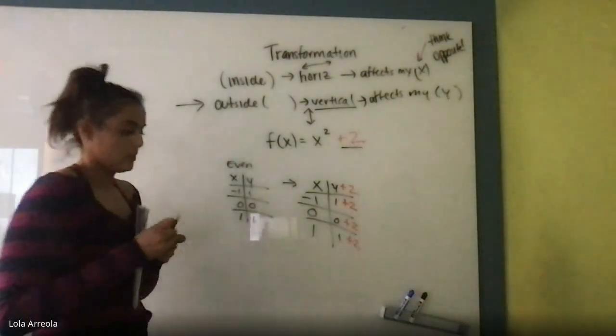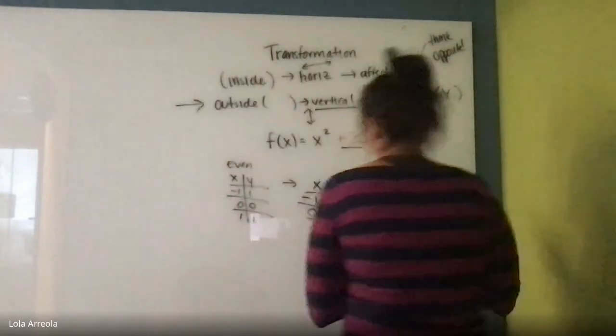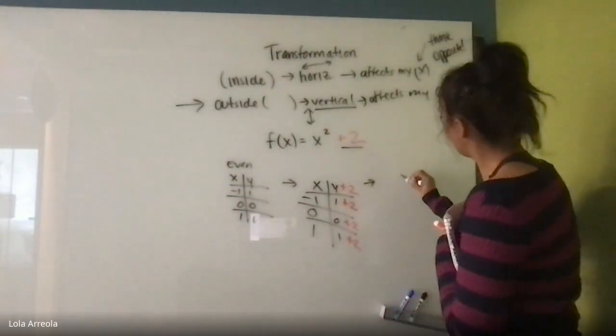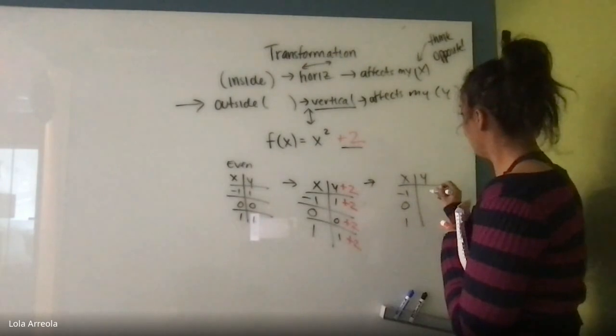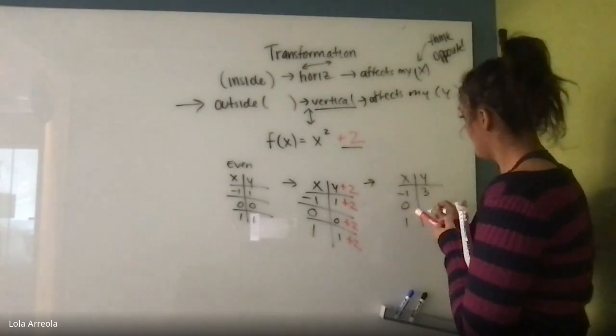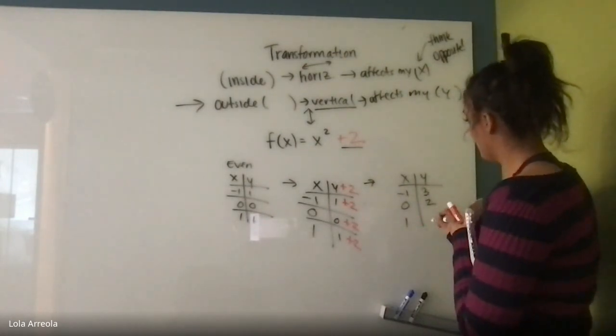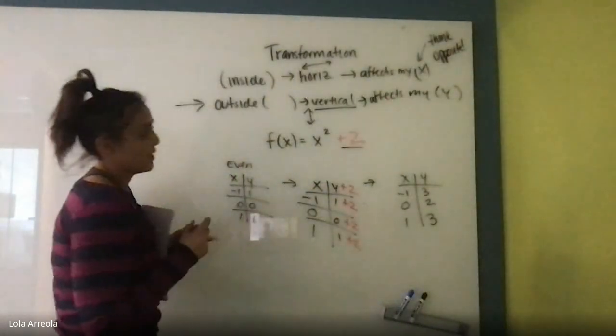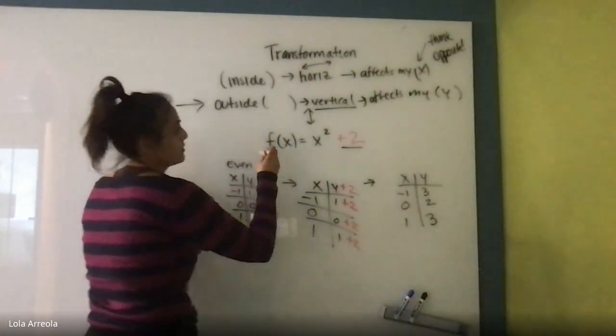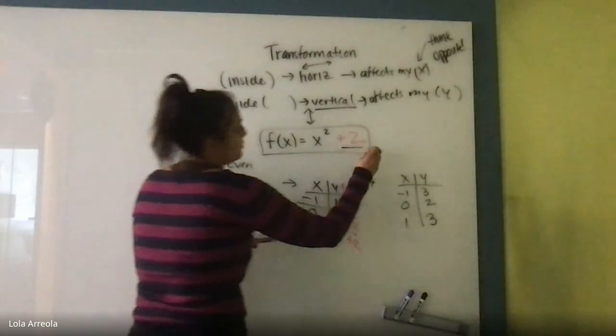So now, with the transformation, what is my new graph? My new graph is negative 1, 0, 1. 1 plus 2 is 3. 0 plus 2 is 2. 1 plus 2 is 3. These are my new points with the whole y plus 2 transformation. So this is my new function.